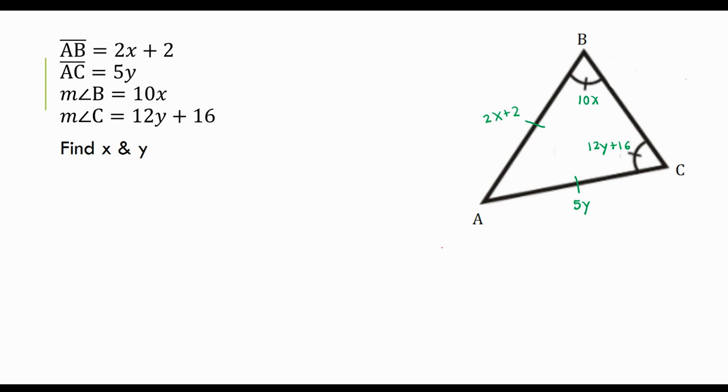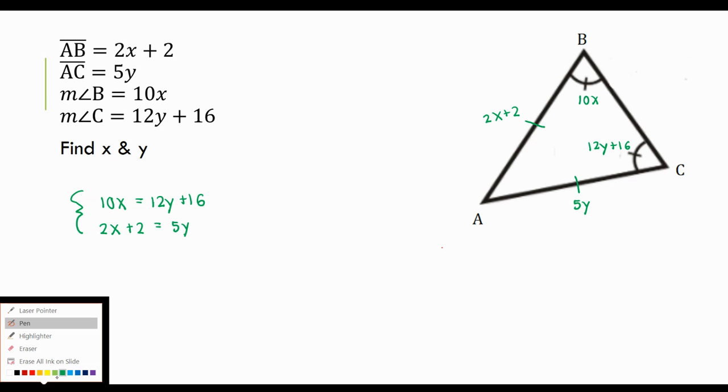So because angle B and angle C are congruent, congruent means equals. So 10x is going to equal 12y plus 16. Because the two sides are congruent, congruent means equals. So that means my other equation is 2x plus 2 has to equal 5y. So here's my system. I'm going to rearrange this so I can set up the problem to do elimination.